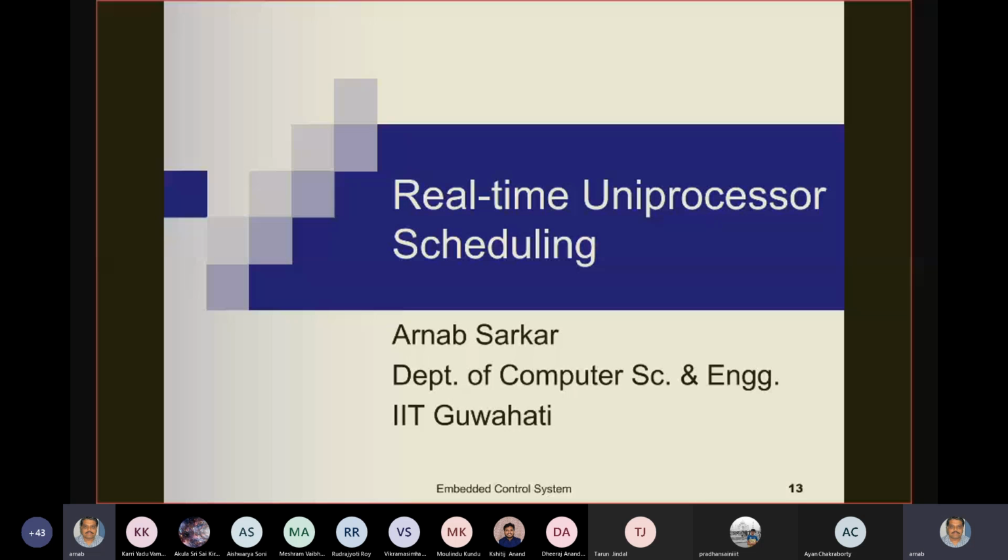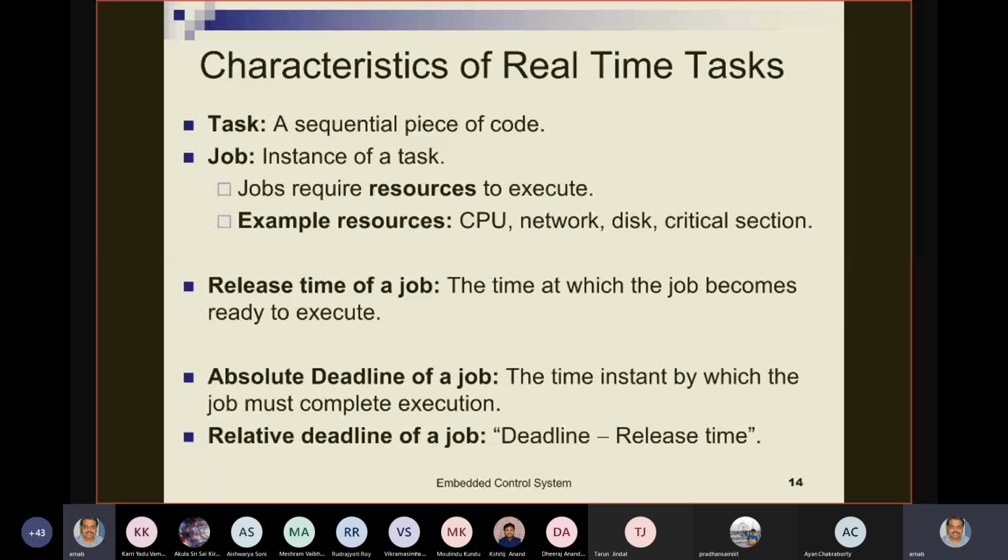And this part we have already told. Task is a sequential piece of code. Job is an instance of the task. Remember this slide, we did it in the introduction. We went through this slide number 14. If you are in slide number 14, are you in slide number 14?